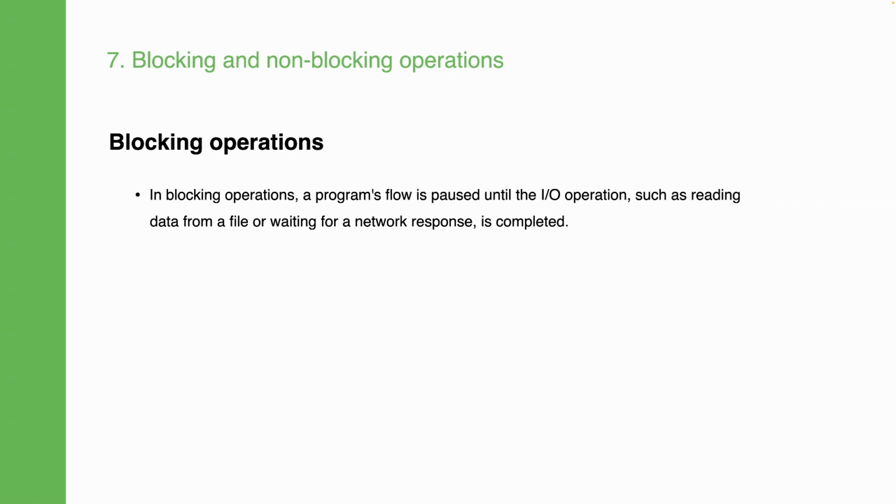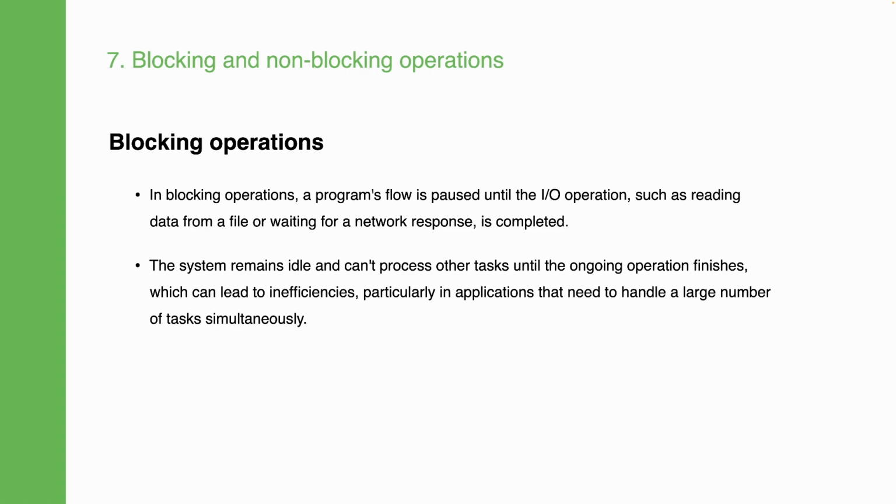In blocking operations, the program's flow is halted until the I/O operation, such as reading data from a file or waiting for a network response, is finished. This means the system remains idle and cannot process other tasks until the current operation completes, which can lead to inefficiencies, especially in applications that need to handle many tasks simultaneously.